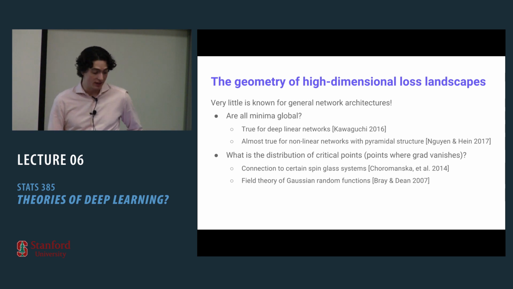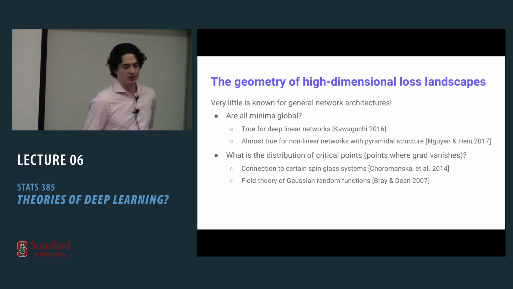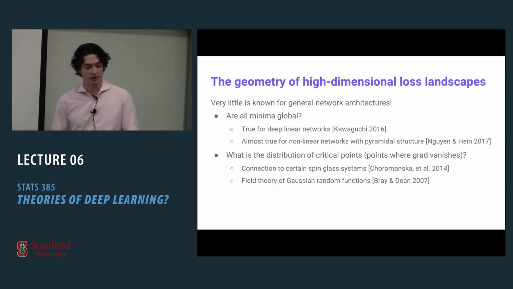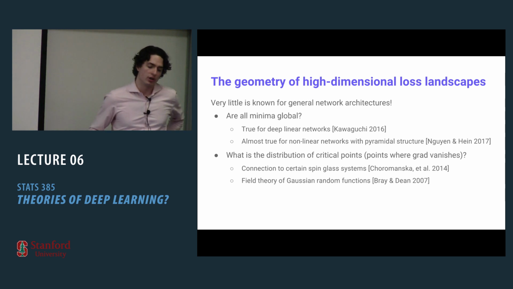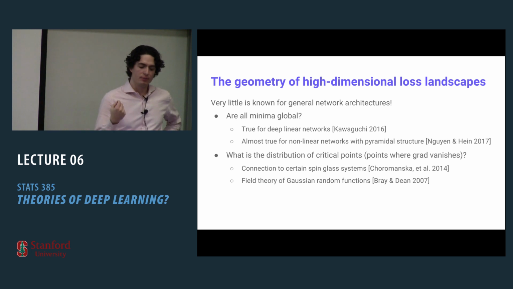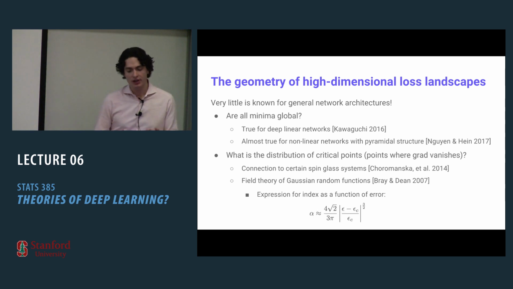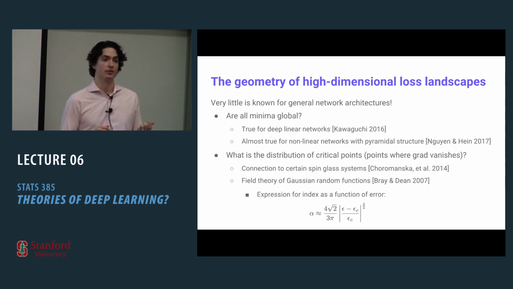There's some recent work by Anna Kormanska drawing a kind of analogy to spin glass systems, in which they argue that there are exponentially more critical points of high index. I think, and then there's also some work in the context of the field theory of Gaussian random functions, where they actually try to be a little bit more quantitative. And in fact, they're able to derive an explicit representation for how the index relates to the energy.